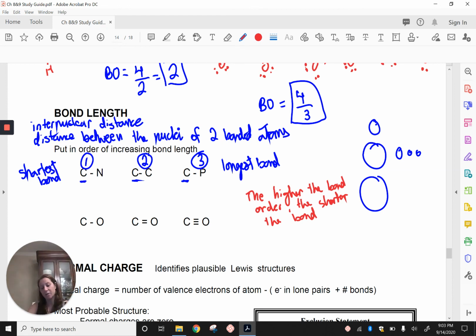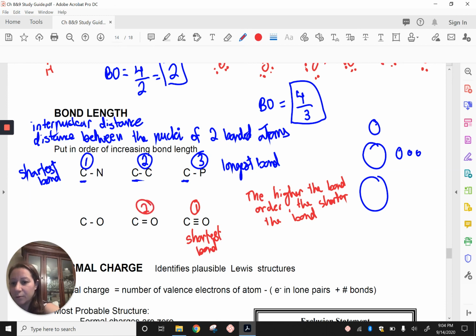With a triple bond, you'd have your two hands extended and touching, and then also your knees, and so then you'd get even closer. So the more bonds that you have, the higher your bond order, the shorter your bond gets. Your nuclei get closer to each other. And so out of the single bond, double bond, or triple bond, carbon, oxygen, this would be the shortest. And then this would be number 2, and this would be the longest bond.